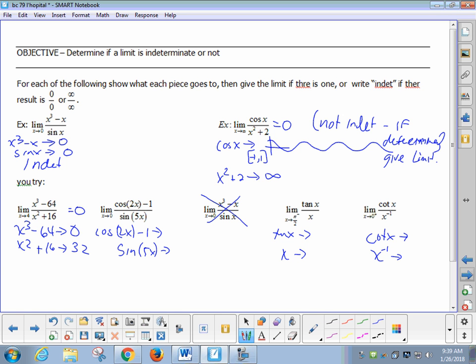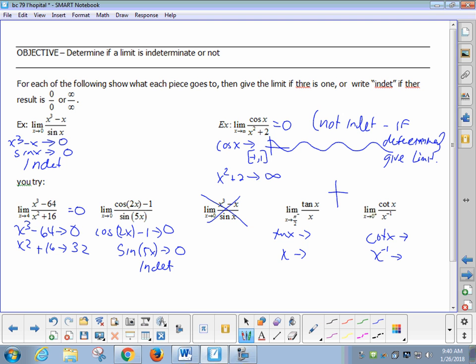How about the second one? As x goes to 0, cosine goes to 1, and 1 minus 1 does go to 0. Sine, as x goes to 0, goes to 0. That is, therefore, indeterminate. That would be a candidate for L'Hopital's rule, which we're going to do in a minute.